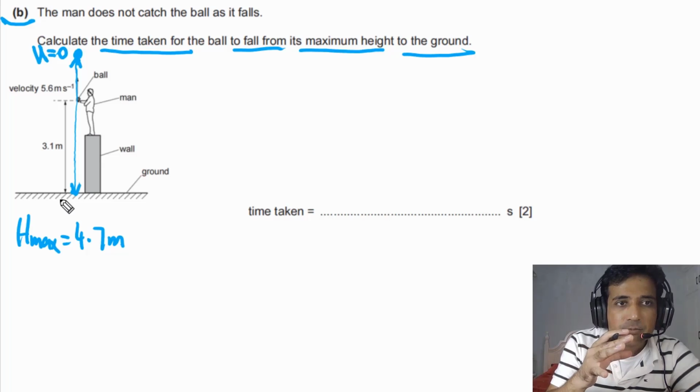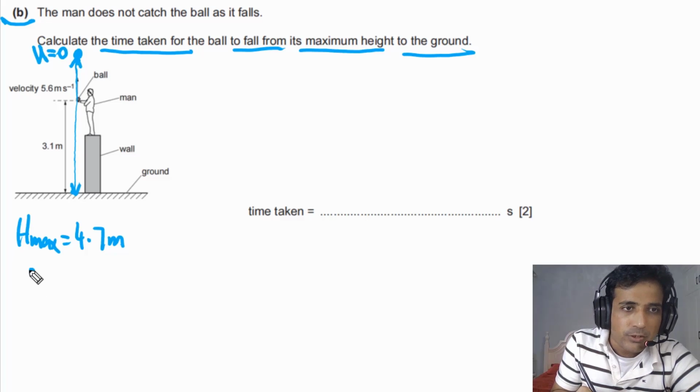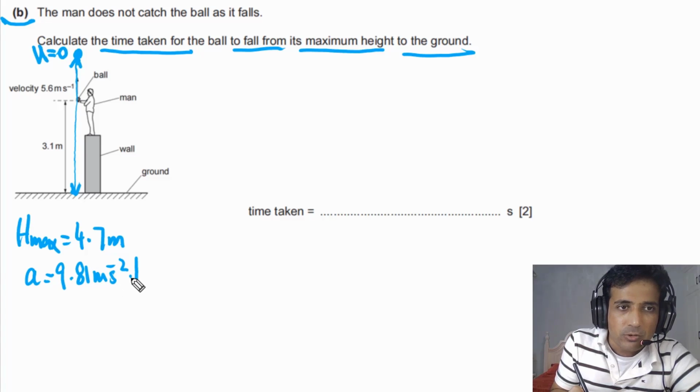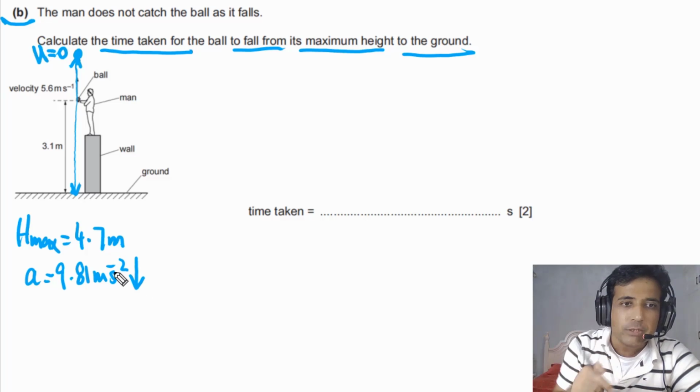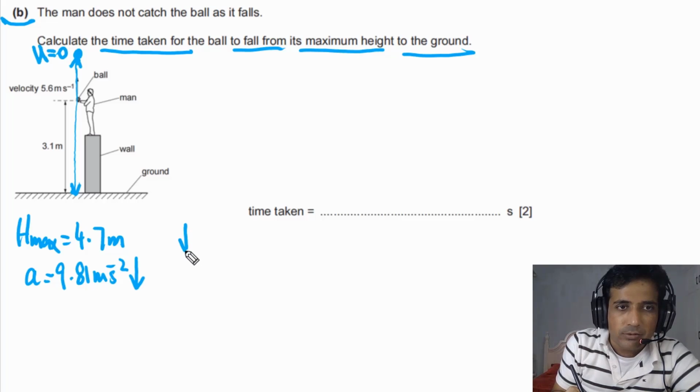In this case, we need to understand that the only force acting on the ball is gravity. So the acceleration of this ball is equal to g, which is 9.81 meters per second squared, and the direction of acceleration is down. As the ball is falling, moving downwards, in this case we will take downward as positive. U is equal to 0. We need to find the time taken.